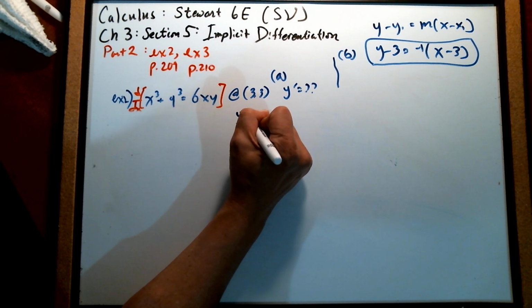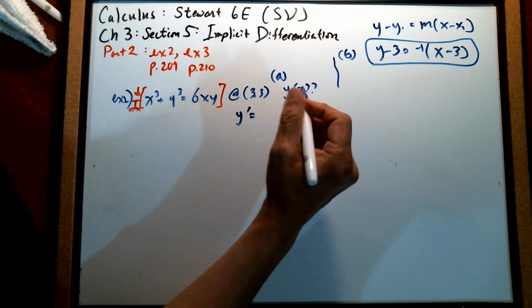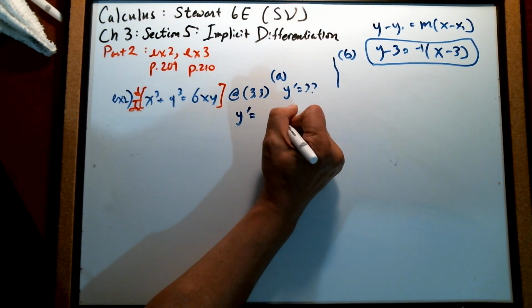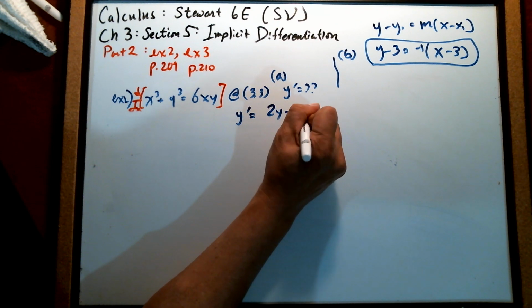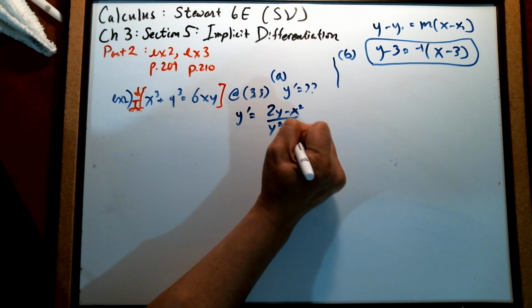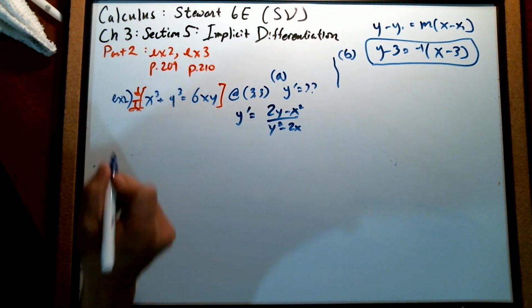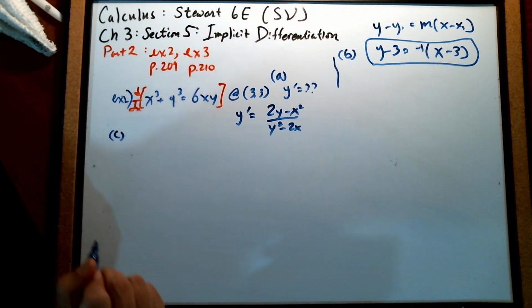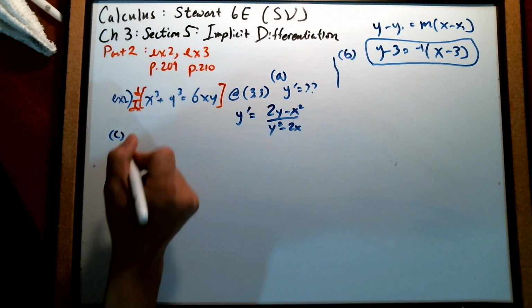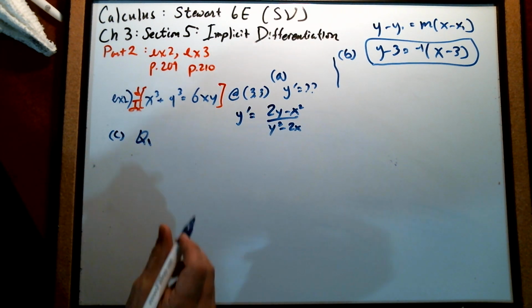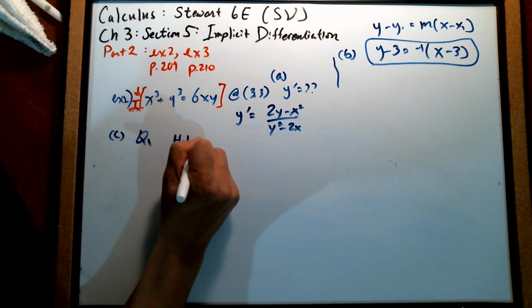Y prime is equal to, what was it? 2y minus x squared over y squared minus 2x. Okay. And then part C is a little bit more tricky. It says in quadrant 1, find the point of the horizontal line that is tangent.